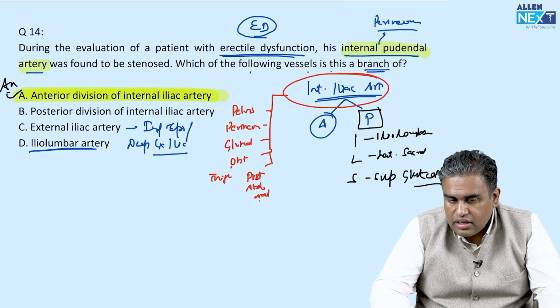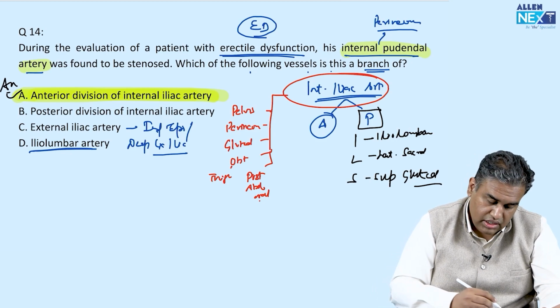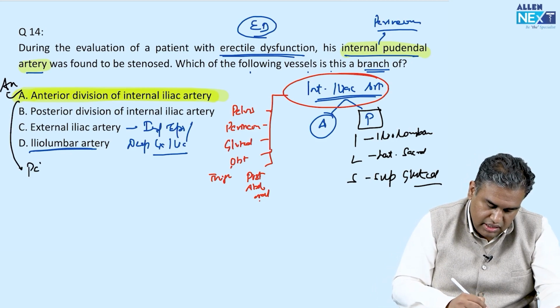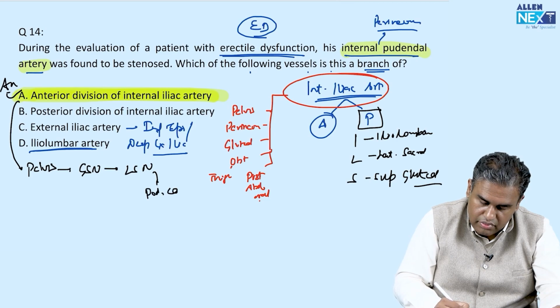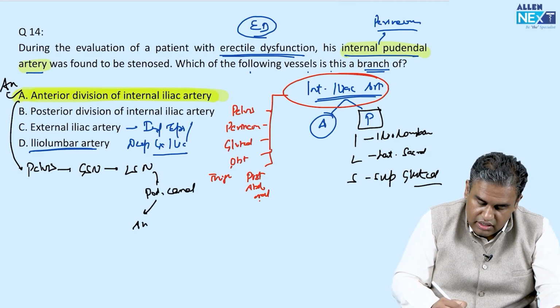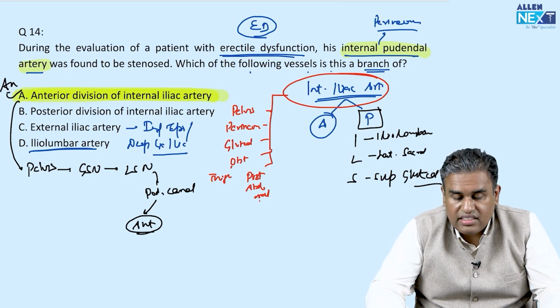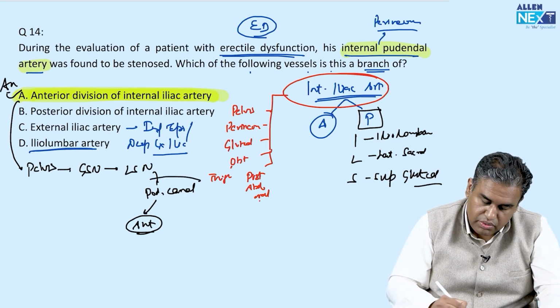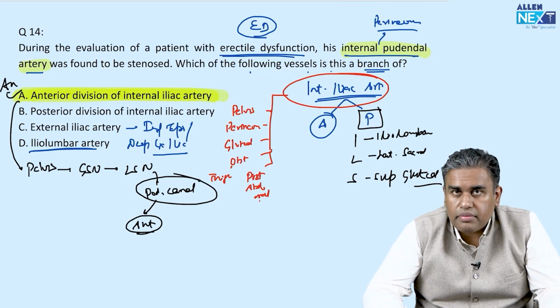And this internal pudendal artery, where does it go? It arises in the pelvis, then it goes into the greater sciatic notch, then it enters the lesser sciatic notch, then it enters the pudendal canal, then it moves anteriorly to supply the other perineal structures. So it has a path quite similar to the pudendal nerve also, and both of them, the pudendal nerve and the internal pudendal artery, run in this pudendal canal.